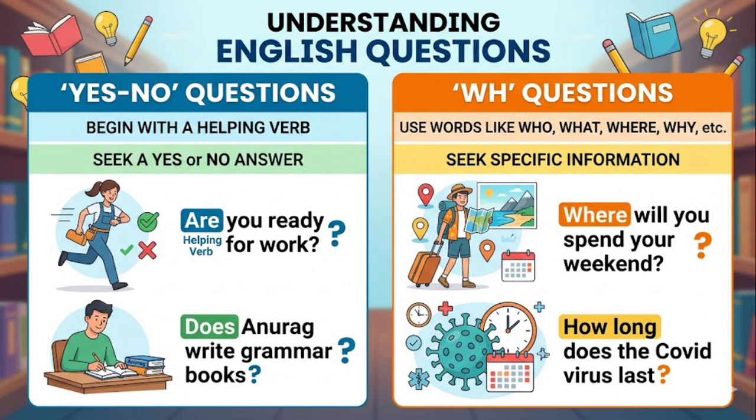A yes-no question begins with a helping verb like, are you ready for work? Or does Anurag write grammar books? A double-U question uses words like who, what, where, or why. For example, where will you spend your weekend? Or how long does the COVID virus last?